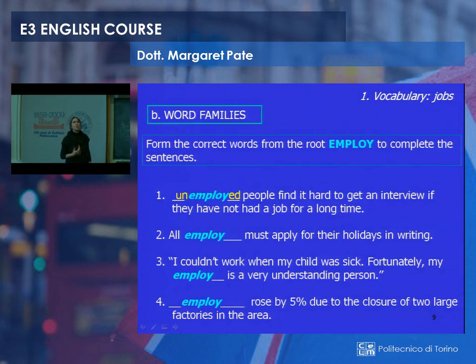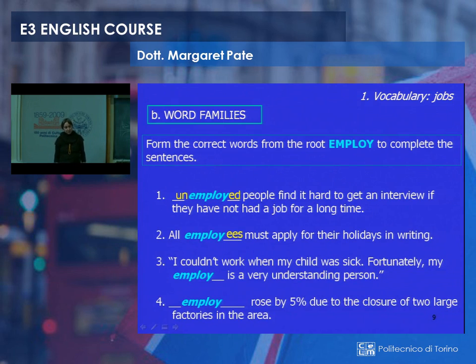Employer, employee, what one is it? All employers, datori di lavoro, devono chiedere per le loro vacanze con una lettera? I lavoratori, no? So it's impiegati. Employ. Now, do we need a word in the singular or plural form for this? Plural, because we have all. So all employees is the right one.